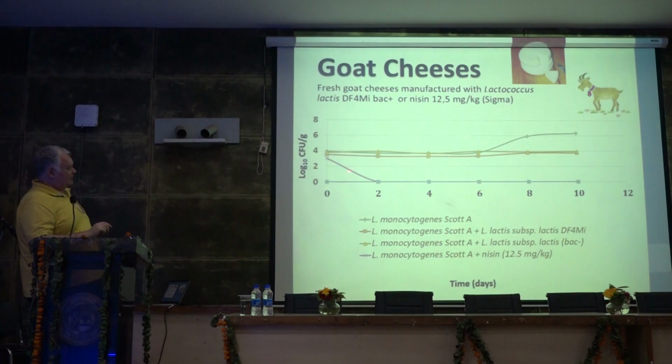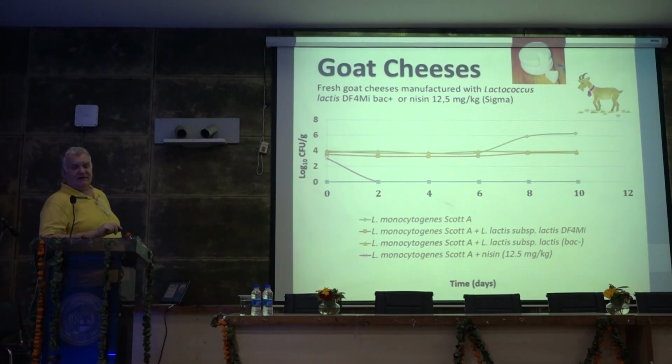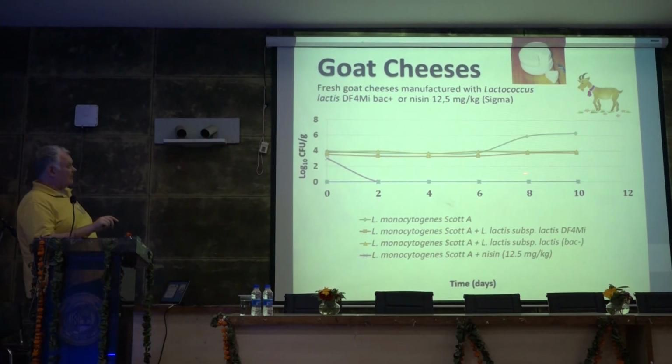Now comes the problem. Look here, first one, it's the growth of Listeria. Listeria grows very well in this kind of cheese. But if you use Listeria together with the producer and the non-producing Lactococcus, they don't give a significant difference. They're acting in the same way. Well, they're reducing Listeria by 2 logs, but there was no difference from the bacteriocin or anything else. Bacteriocin positive, bacteriocin negative, they act in exactly the same way.